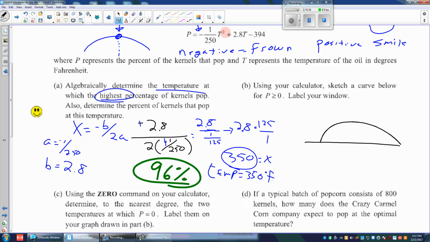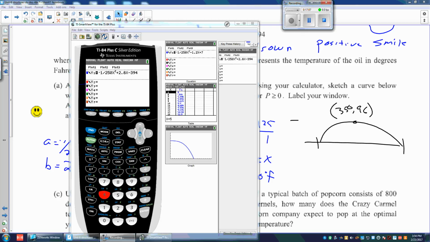So we're going to go like that. We know for a fact that this point right here is 350, 96. 350, comma, 96. How do I know that? That's just what we figured out in the previous question. Use the calculator, sketch a curve below, label your window. That means I want to know what that is, and I want to know what that is. We already know what that is, 96.